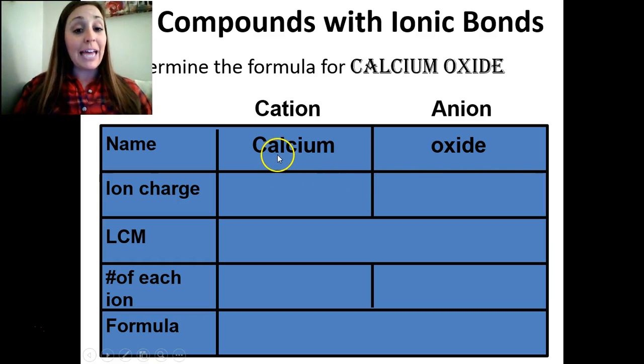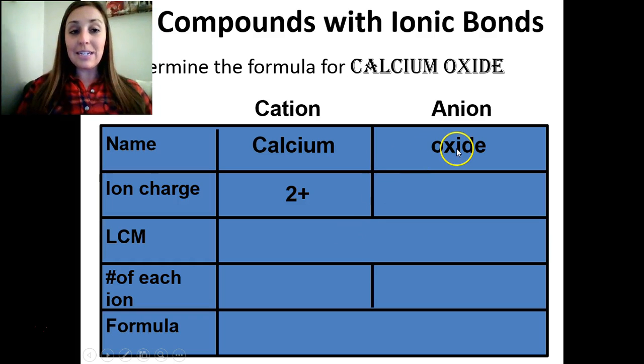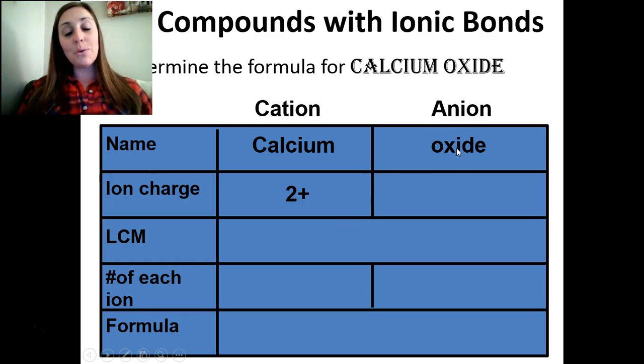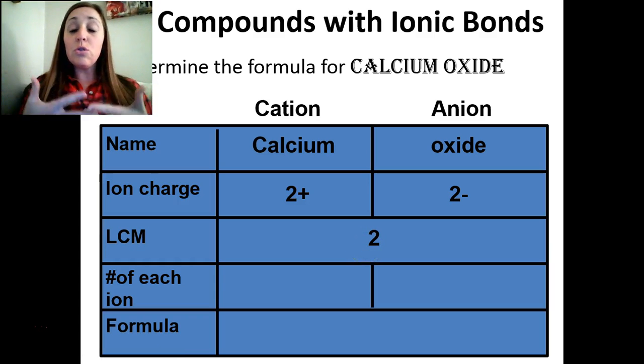All right, calcium has 2 valence electrons. So is it easier to lose 2 or gain 6? Losing 2. So it's going to be a 2 plus. Oxygen has 6 valence electrons. Is it easier to lose 6 or gain 2? It gains 2, so 2 minus. And then what's the least common multiple of 2 and 2? Well, 2. They both start with the same number. So we need to get to an overall positive 2 and an overall negative 2 so that those 2 charges cancel out, and that way your total compound is neutral.